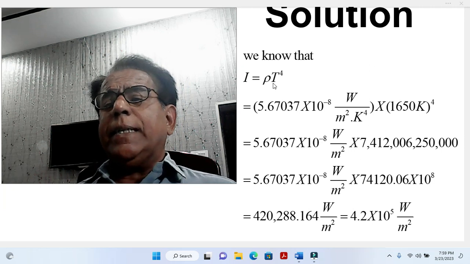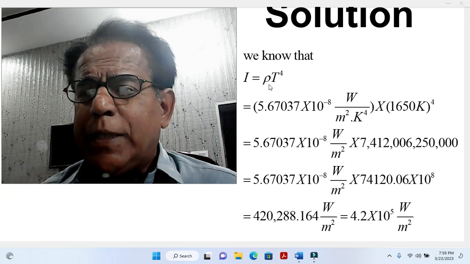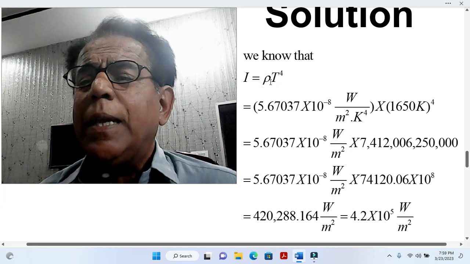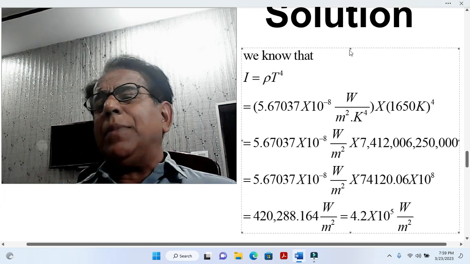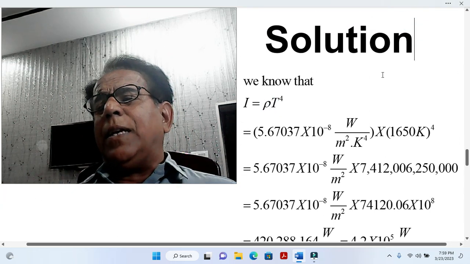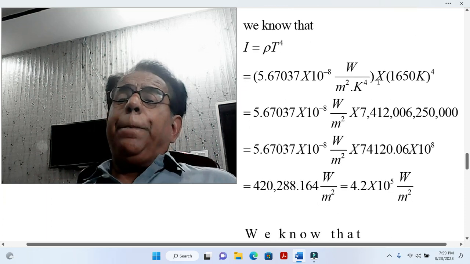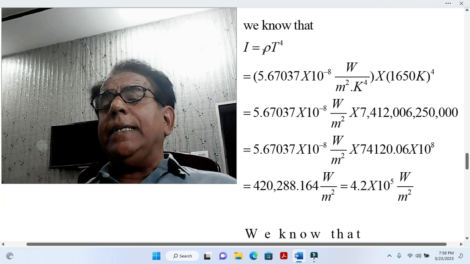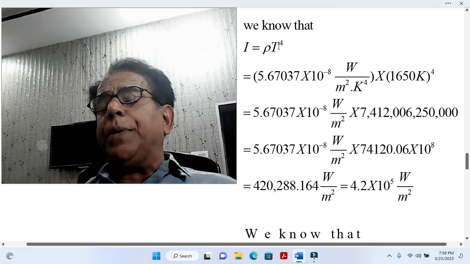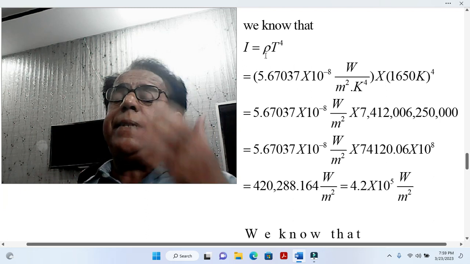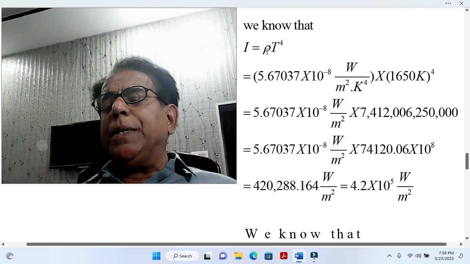During this recording of the video I can still change it, but it will take time. I cannot afford this wastage of time. Intensity I is equal to sigma T raised to the power of 4, absolute temperature to the power 4. Not rho, sigma. This was mistakenly typed as rho in place of sigma.